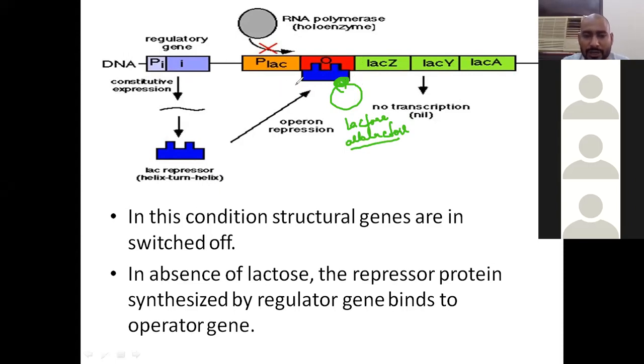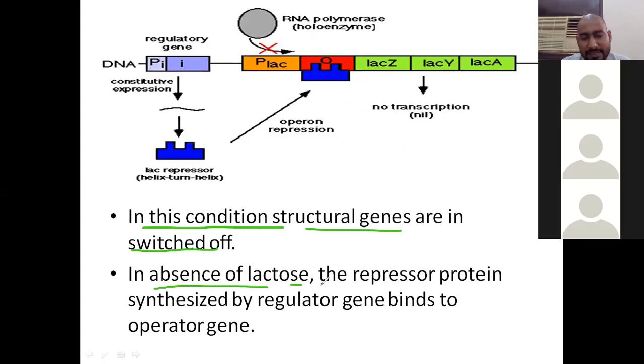When it binds with the repressor protein, ultimately the repressor protein gets detached from the operator region. When it detaches, the operator region becomes active, and the structural genes start to synthesize. In this earlier condition, the structural genes are switched off because the repressor binds with the operator region. In the absence of lactose, the repressor protein synthesized by the regulator gene binds to the operator gene, so it can't perform its activity, and transcription does not take place.